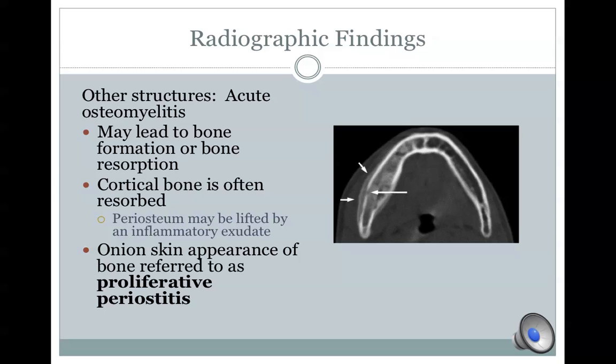For other structures, acute osteomyelitis may lead to bone formation or bone resorption. The cortical bone is often resorbed. The periosteum may be lifted by an inflammatory exudate, which stimulates bone formation adjacent to the bone surface, leading to an onion skin appearance, which is also called proliferative periostitis. On the right, the white arrows indicate a proliferative periostitis in the mandible.